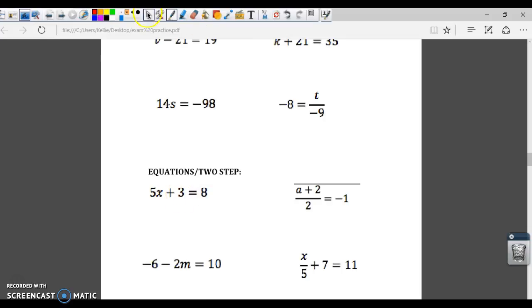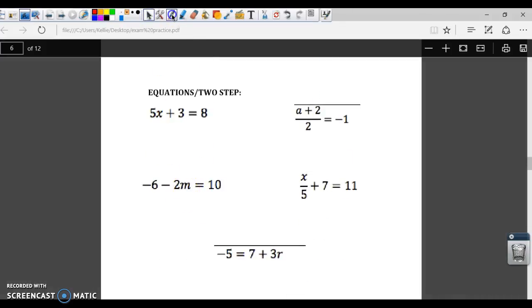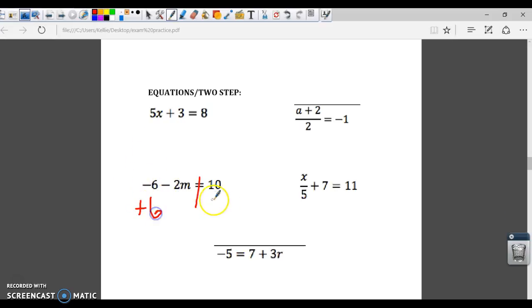Okay, so let me go down to this one. Okay, add or subtract first, so I'm going to get rid of this 6. Plus 6 on both sides. So I have negative 2, because that canceled out, equals 16. Okay, write that a little bit neater.